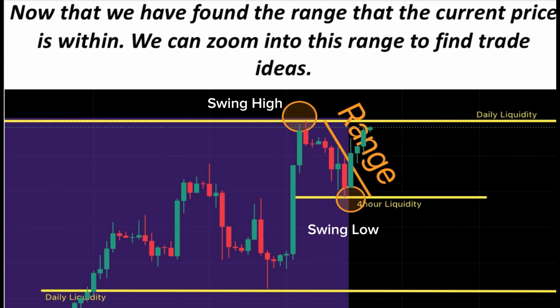This is the range on the 4-hour time frame that I want you guys to pay attention to, because I know this can be very confusing for beginner day traders, especially when you're just learning how to use the Fibonacci tool.